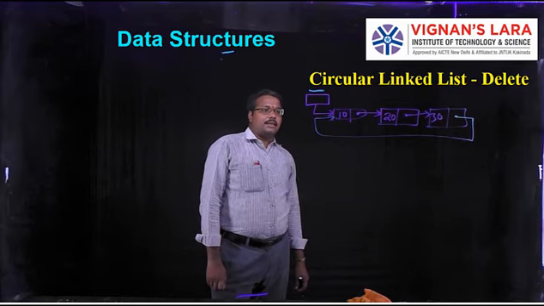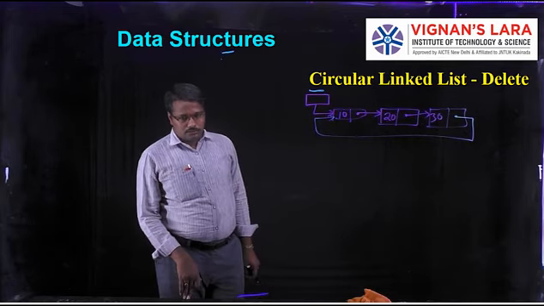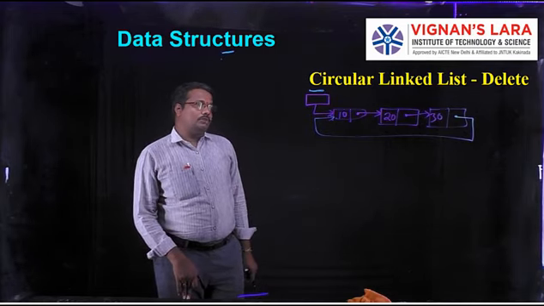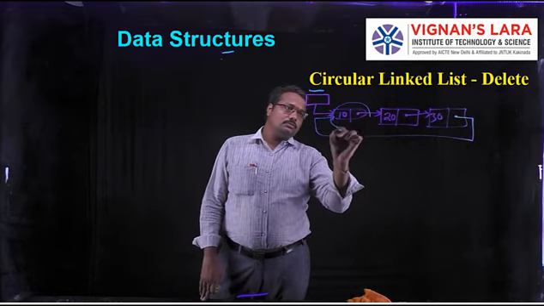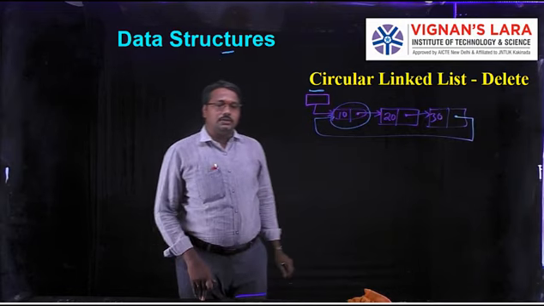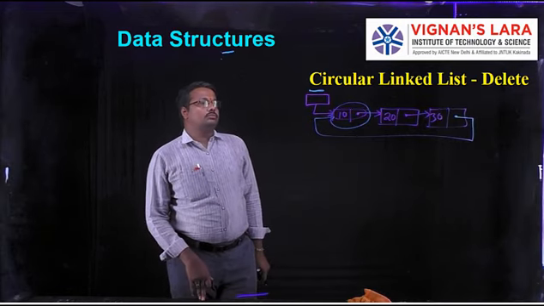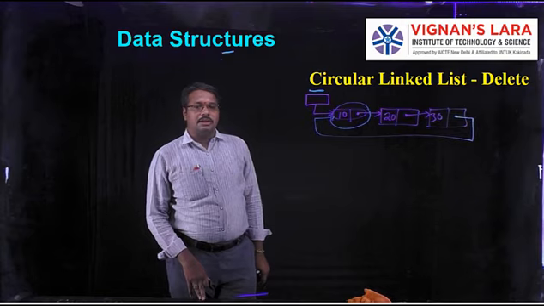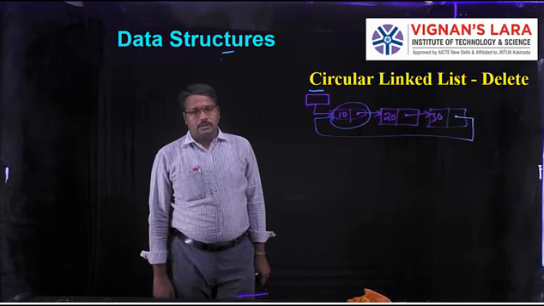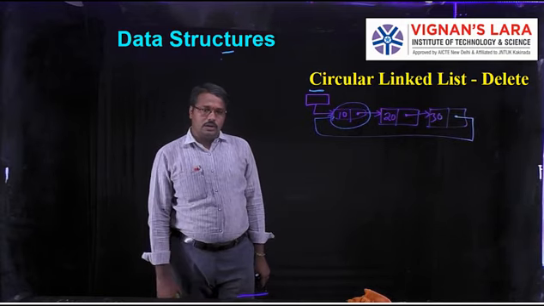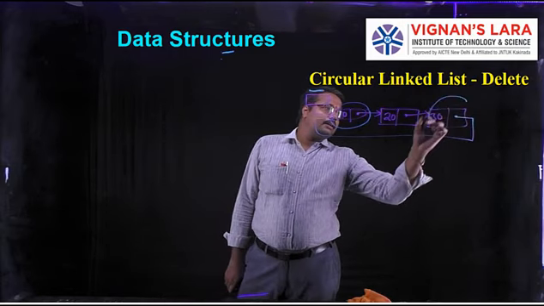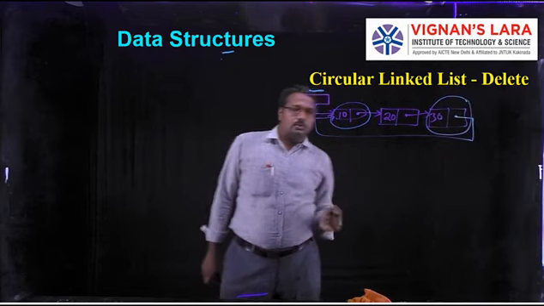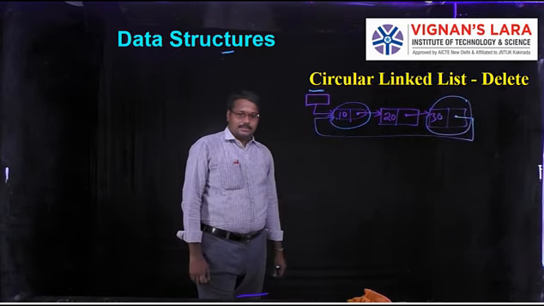In this case, whenever we want to delete a node, suppose it is the starting node, that means we want to delete this node. How to delete this particular node in a circular linked list, we want to see right now. Similarly, we will see how to delete the other node later.